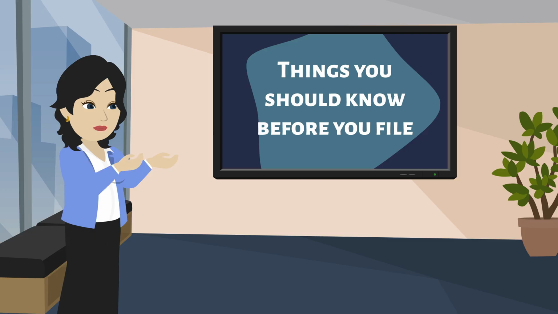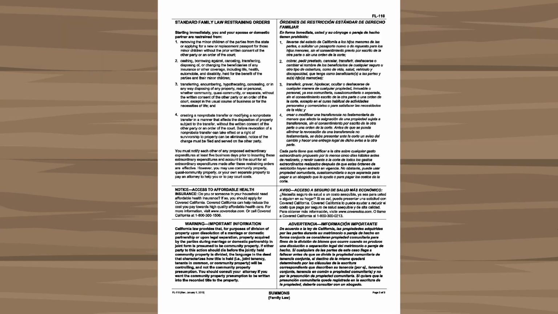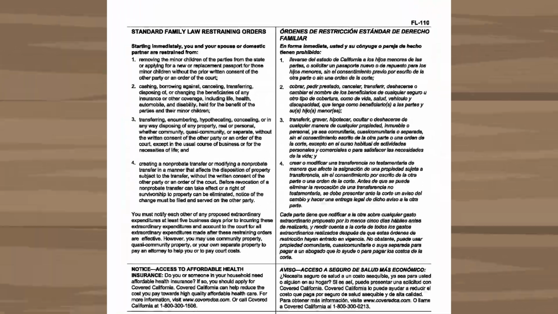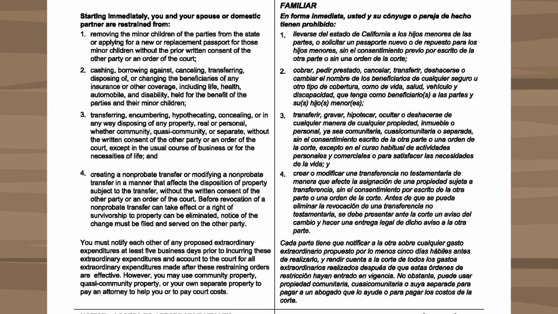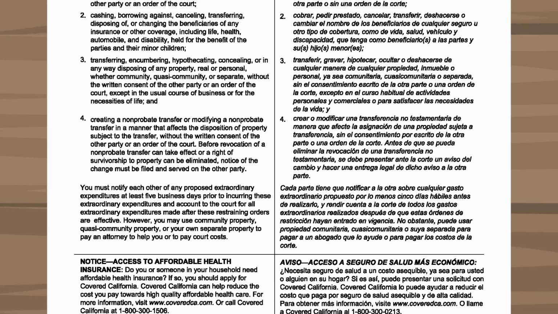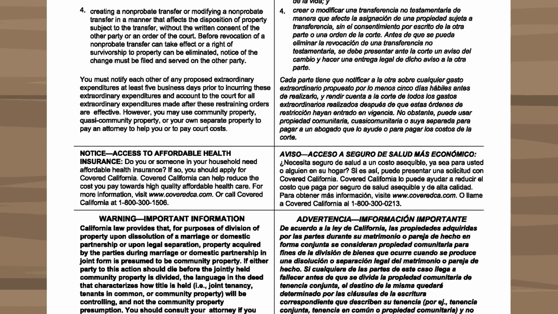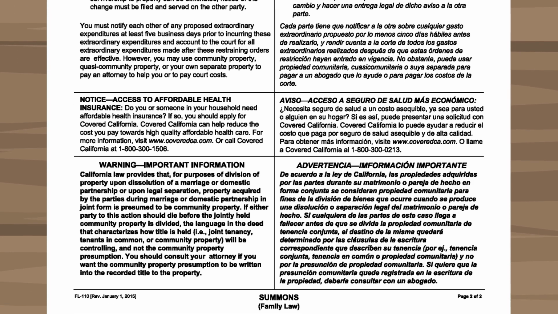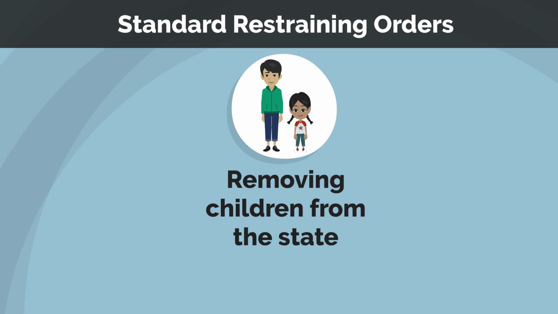If you are starting or responding to a case, there are some general things you should know. The summons, which is one of the first documents that must be filed with the petition, contains some standard restraining orders that go into effect against the person who starts the case as soon as the documents are filed. These standard restraining orders go into effect against the other party when they receive a copy of the filed documents. One of the standard restraining orders prevents either parent from removing the minor children from the state of California without a court order or written permission from the other party.